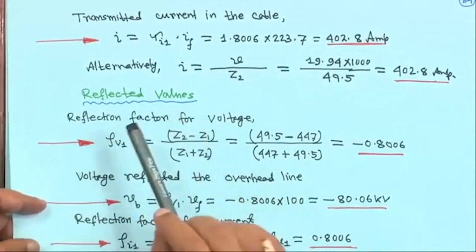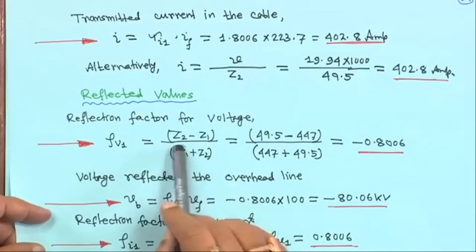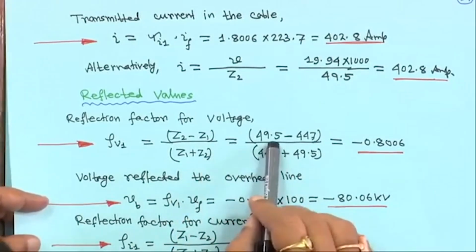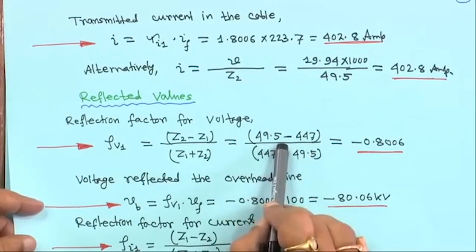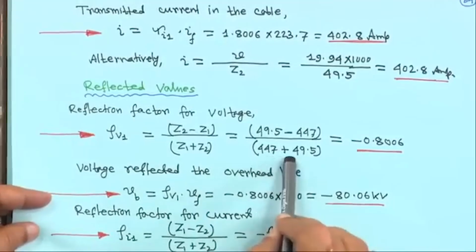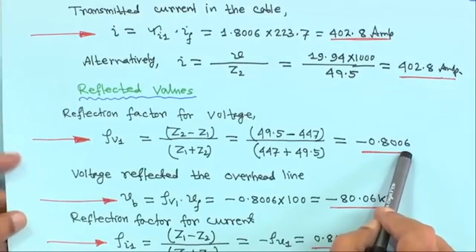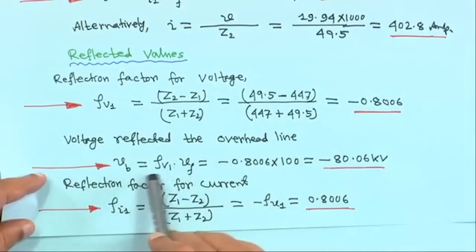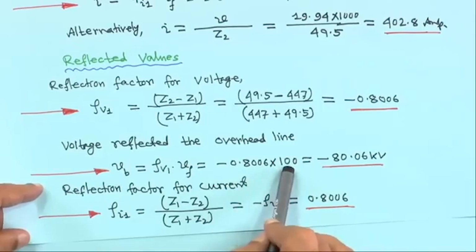Now, the reflected values. The reflection factor for voltage, we know the formula, will be Z2 minus Z1 upon Z1 plus Z2. Z2 is equal to 49.5 and Z1 is equal to 447. So, 49.5 minus 447 divided by 447 plus 49.5 comes to minus 0.8006. Therefore, the voltage reflected in the overhead line, VB, is equal to rho V1 into VF, which is minus 0.8006 into 100 kV.